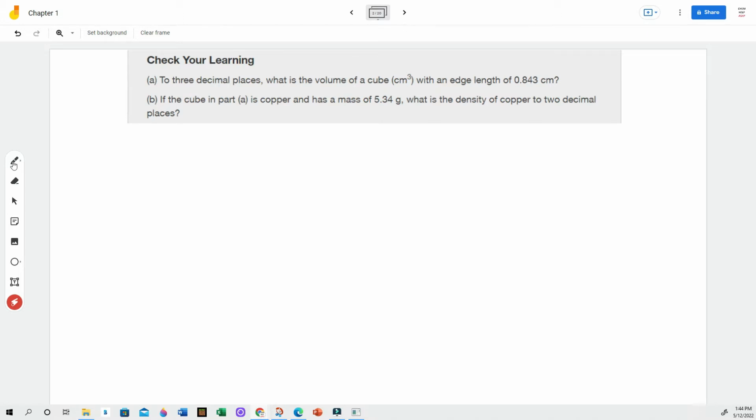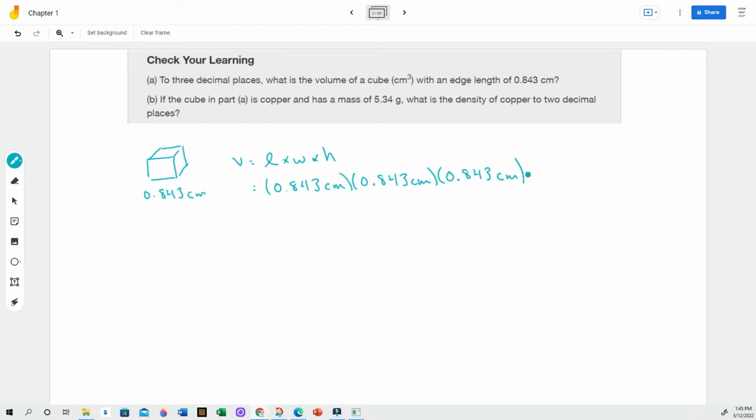All right, let's work this problem. Again, we have a cube. So the length of all of our edges is going to be the same. And in this case, we have an edge length of 0.843 centimeters. So our volume, again, is length times width times height, which is the same for all of these. So my volume is equal to 0.599, again, centimeters cubed. So that is part A done.